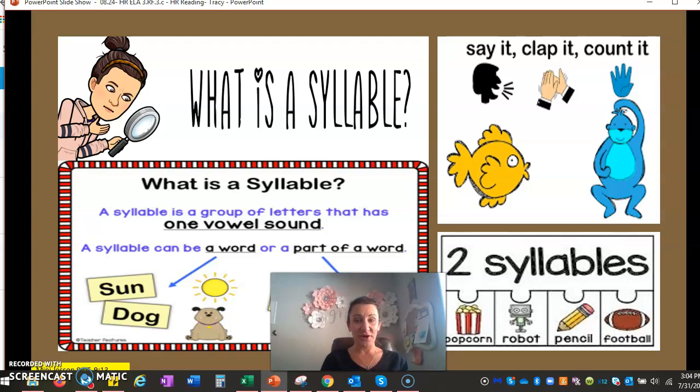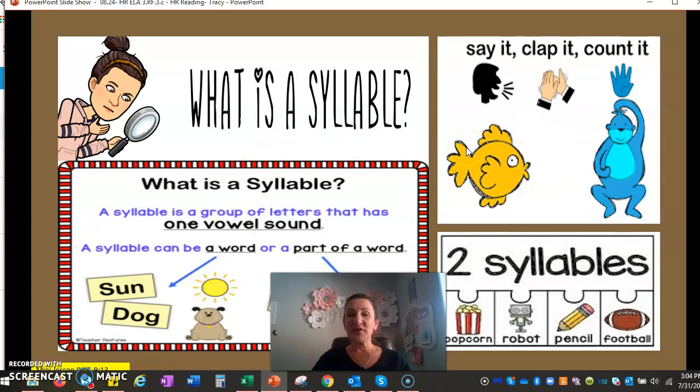Can you turn to your learning coach and say your 5 vowel sounds? I'll tell you the letter names first. A, E, I, O, U. Each syllable or each chunk of the word has to have one of those vowels.